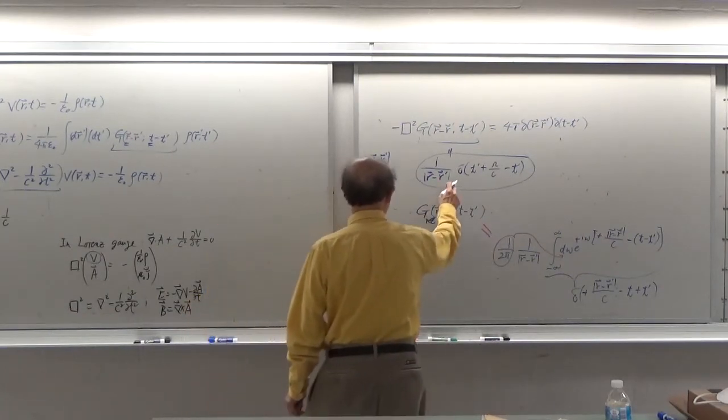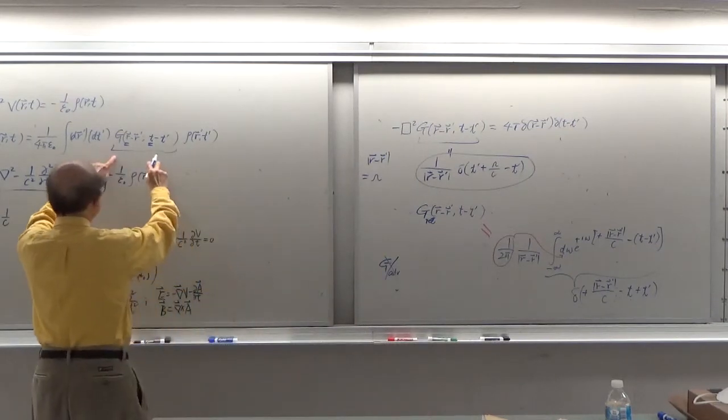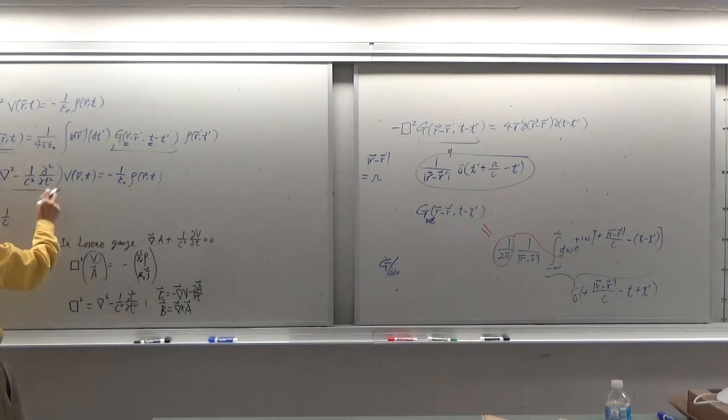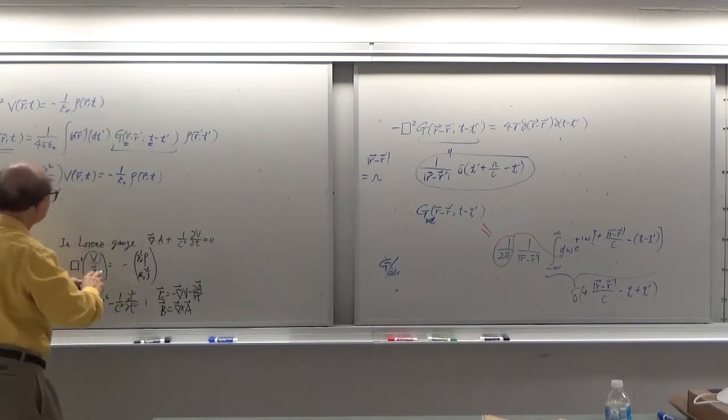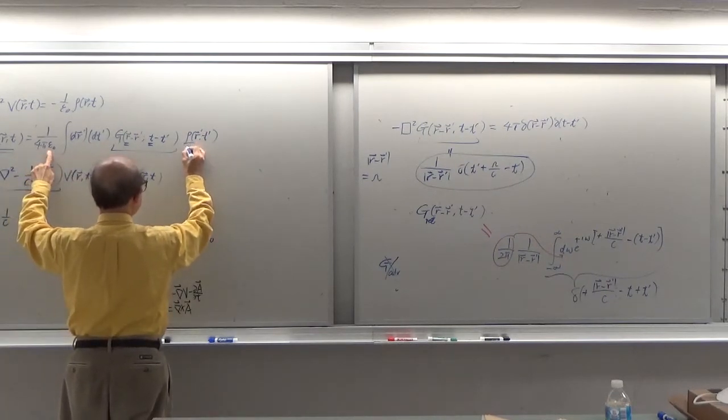And now we can plug this solution for the four-dimensional Green's function into this integral equation to get the potentials. Here, V, of course, involves epsilon naught here.